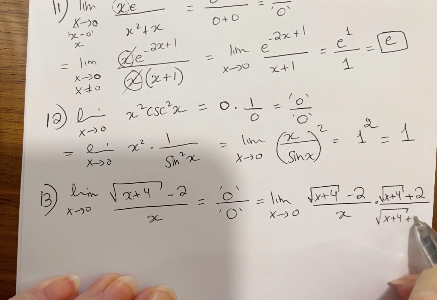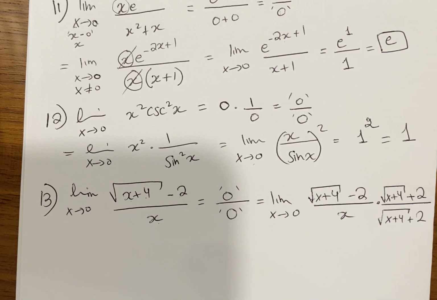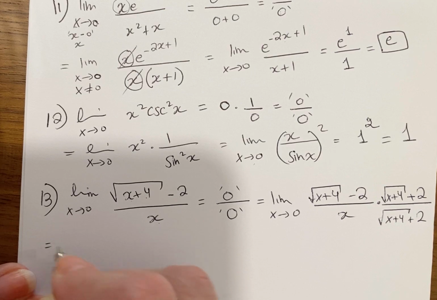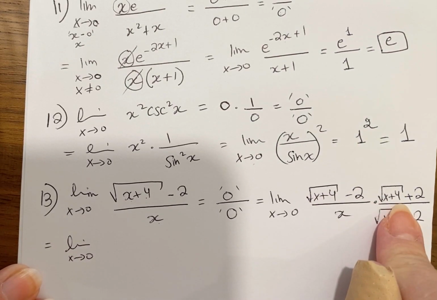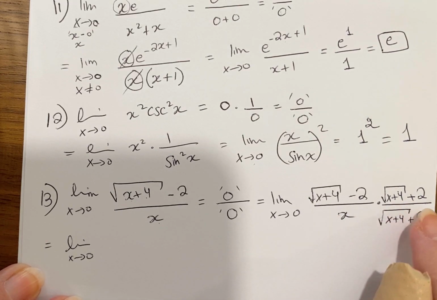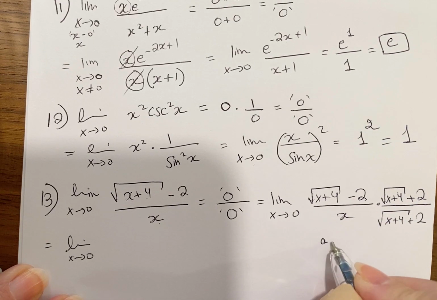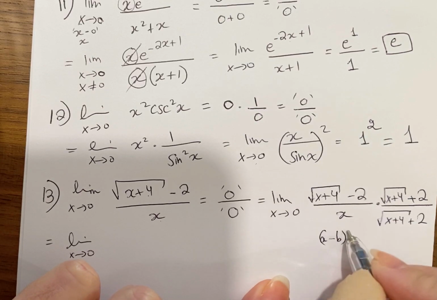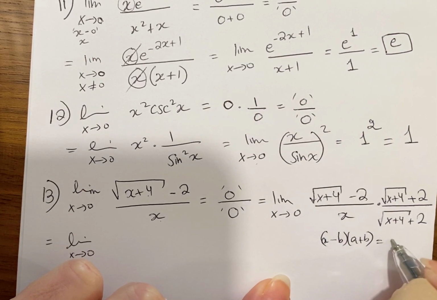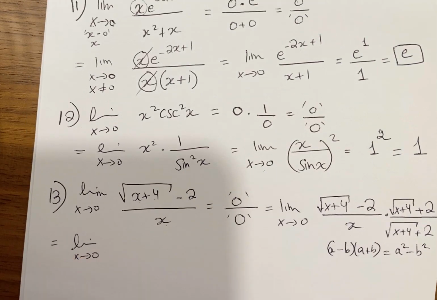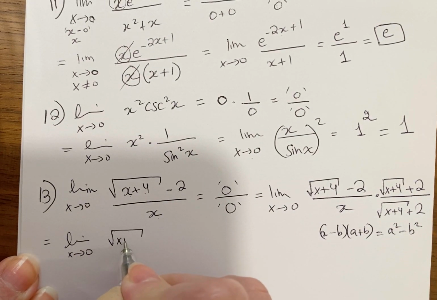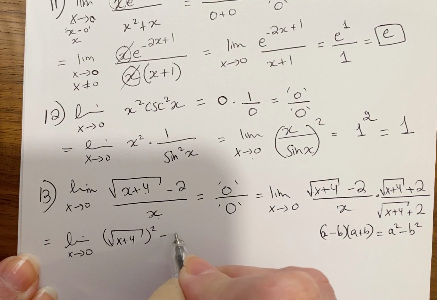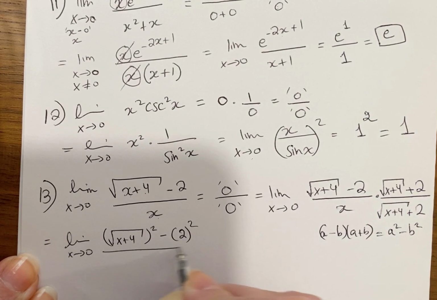I never multiply by something only on the top, because then I will be changing my function. So I have to multiply by it up and down. And then this gives me limit as x approaches 0. Why do I multiply by the conjugate? Because conjugates are beautiful. What do we remember when we have conjugates? I have a minus b into a plus b. When I expand them, it's the square of the first minus the square of the second. So the square of x plus 4 under the root minus the square of the second.